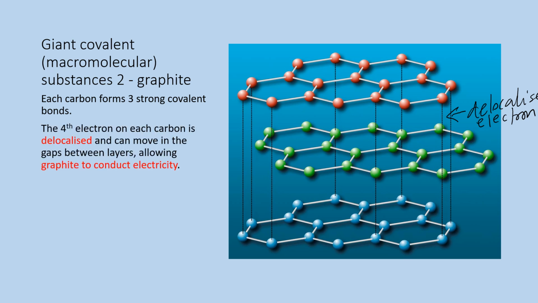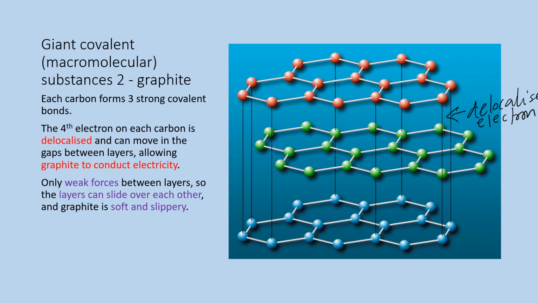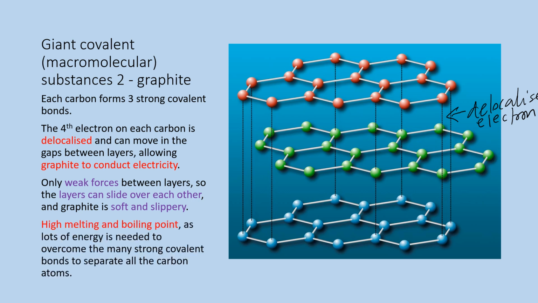Now, because of this delocalized electron, there are gaps, and the structure is in layers, which allow it to conduct electricity. Also, because it's in a layered structure, the layers can slide over each other. They're soft and slippery, hence you can write with a pencil. However, despite the structure being this, as it is covalent bonding, it's going to have a high melting and boiling point.